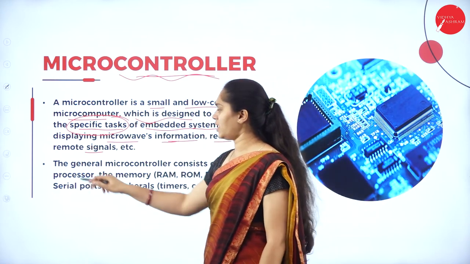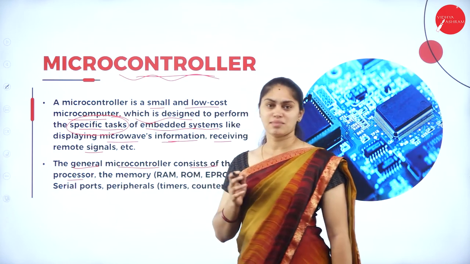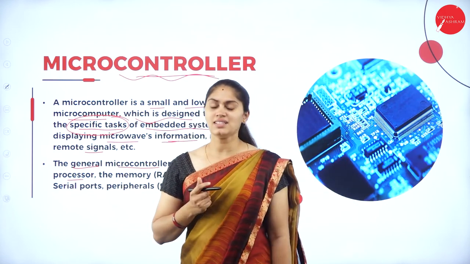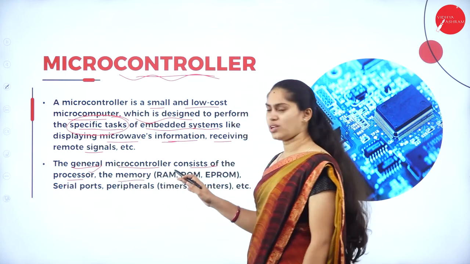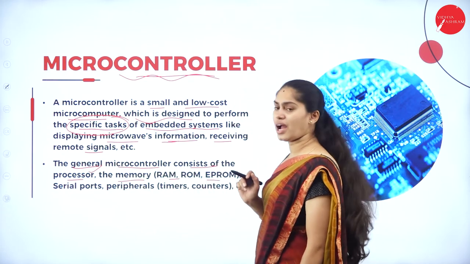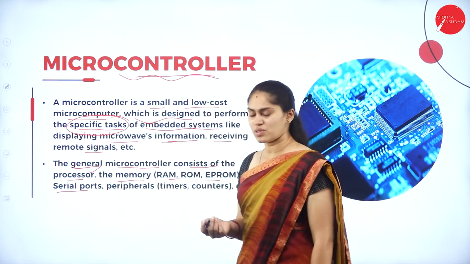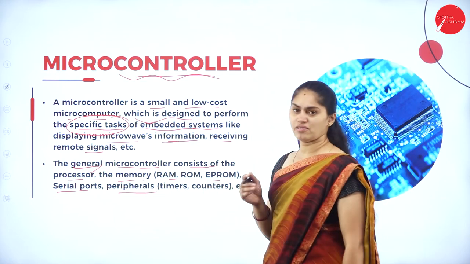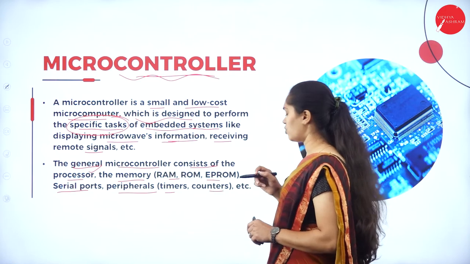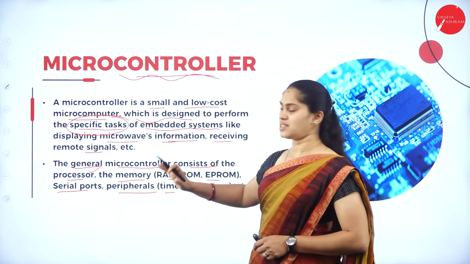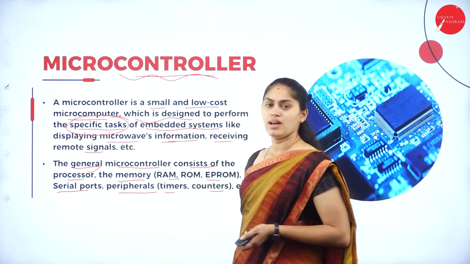for this also. Then the general microcontroller consists of a processor. Even though this microcontroller is smaller in size, it consists of a processor, the CPU will be there, the main memories also will be there, RAM, ROM and erasable programmable read-only memory, and it also has serial ports in it, and then some peripherals. That means external devices like timers, counters, all these will be there. AC and microwaves, all these are examples of a microcontroller.